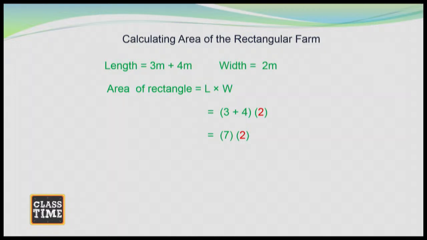3 added to 4 will give us 7. Remember, work out the bracket first. And then multiply that by 2 will give us 14. So the area of the farm would be 14 meters squared.